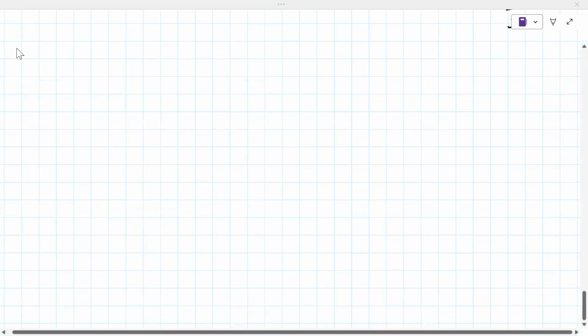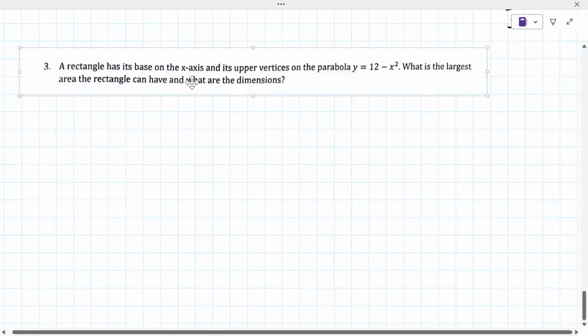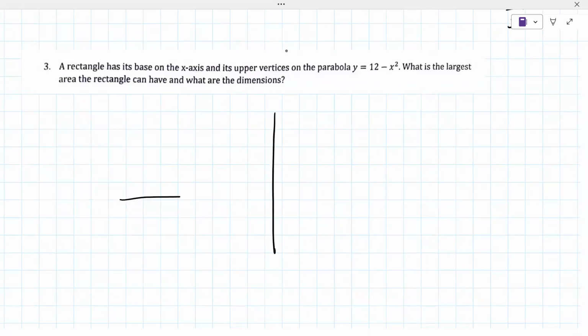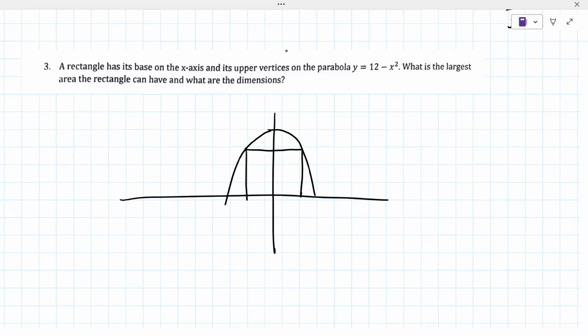All right. So number 3 says a rectangle has its base on the x-axis and its upper vertices on the parabola y equals 12 minus x squared. What is the largest area the rectangle can have, and what are the dimensions? So there's a rectangle in here. The base is x and x, so the base is really 2x. And the height is 12 minus x squared.